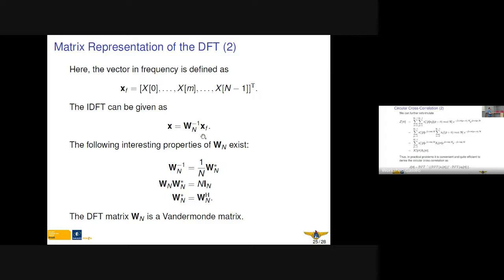We can also define by this the inverse Fourier transform, and the following interesting properties are given. So the inverse of W_N is 1 over N W conjugate. W times W conjugate is N times the identity of N, and W conjugate is equivalent to W Hermitian. And the DFT matrix is also called a Vandermonde matrix, used in many applications for signal processing.